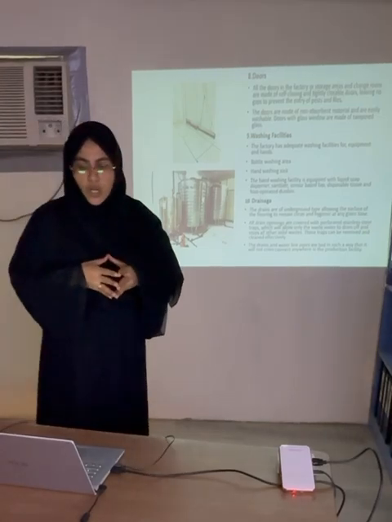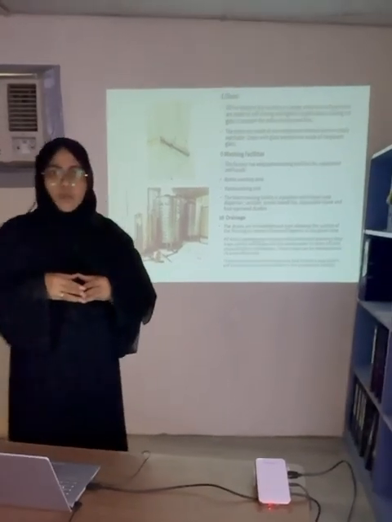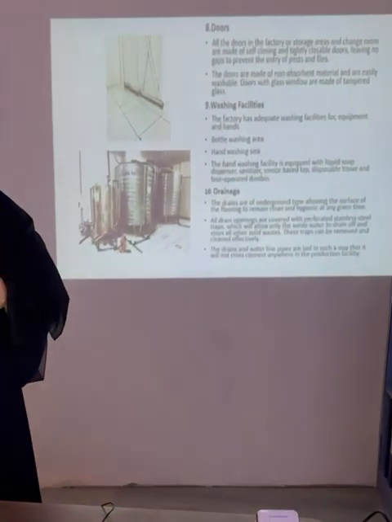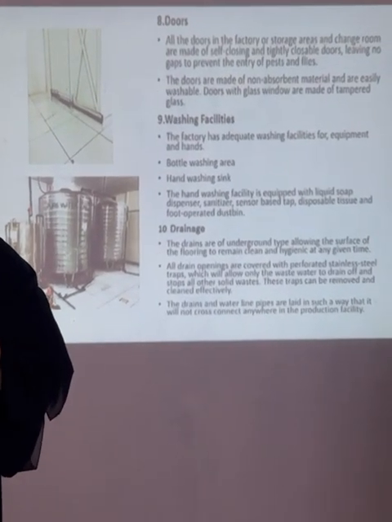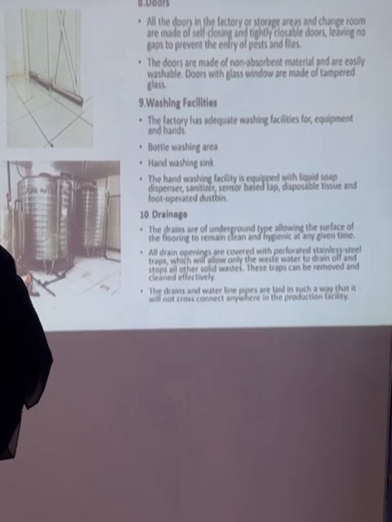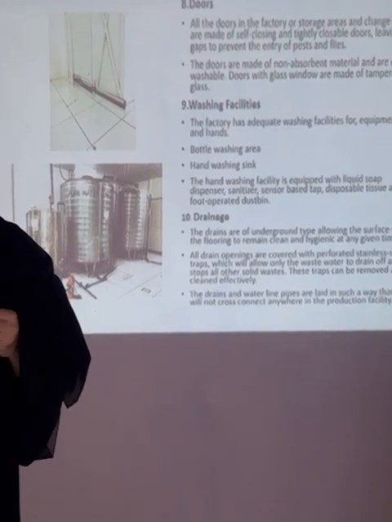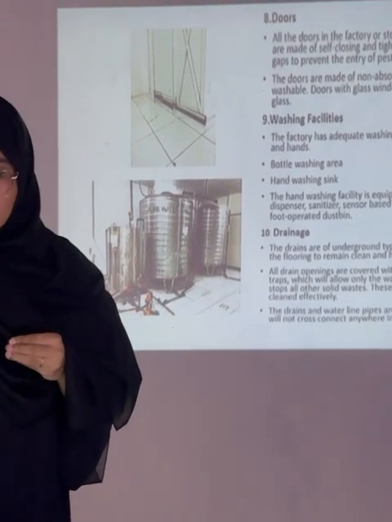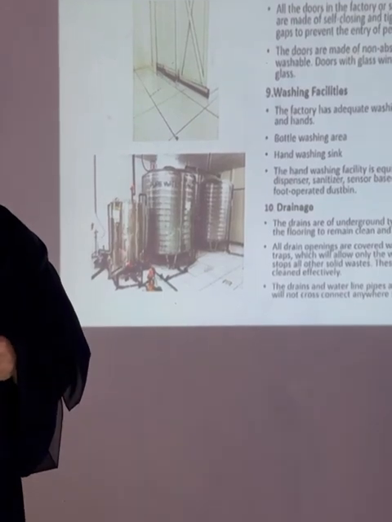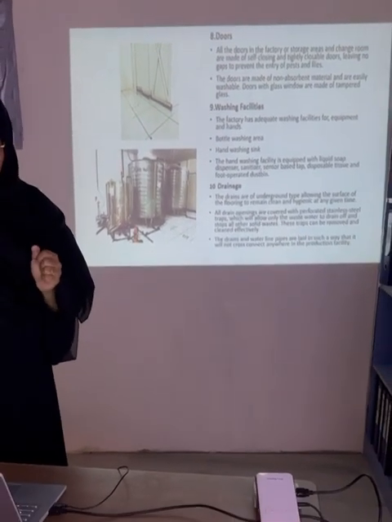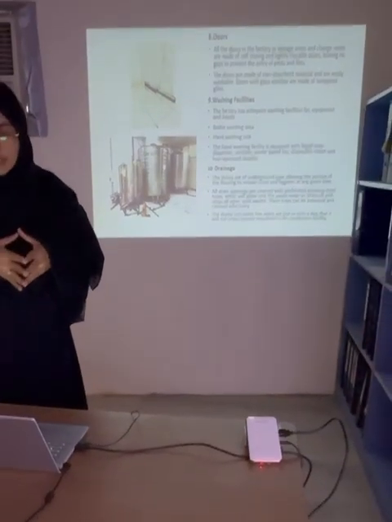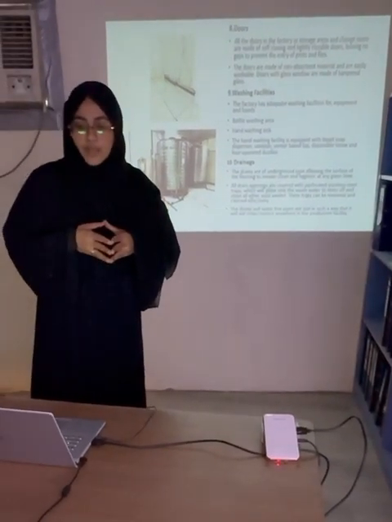Next comes doors. Like what we said about partitions, doors are also made with easily cleanable materials. The door should be easy to open, it should be self-closing and tightly closable, and it should not leave any gaps, to prevent the entry of pests.